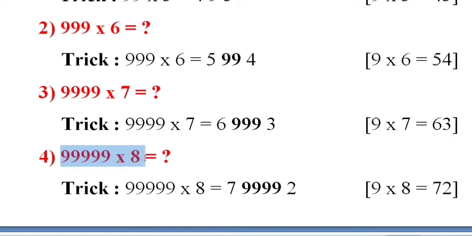5th 9 into 8. 9 into 8 equals 72. Write down 4th 9 for 5th digit number of 9 between 7 and 2. So the answer is 7, 4th 9, 2.